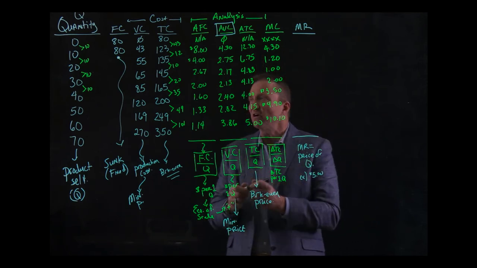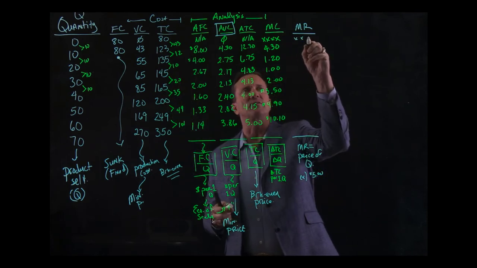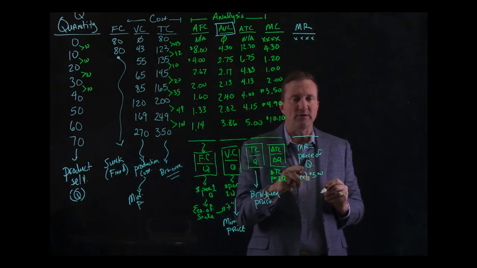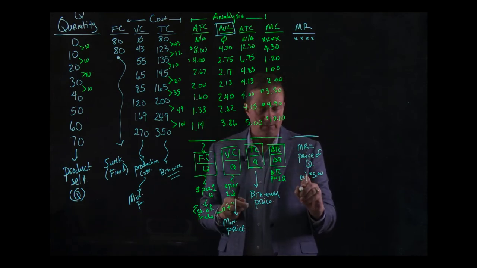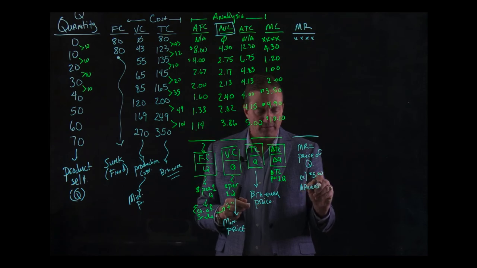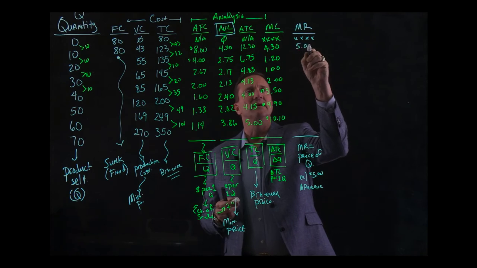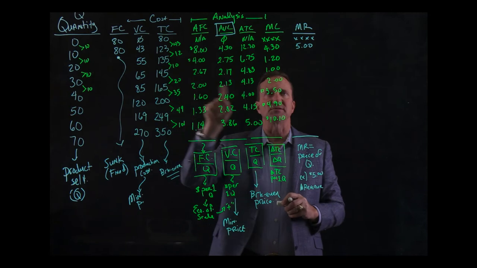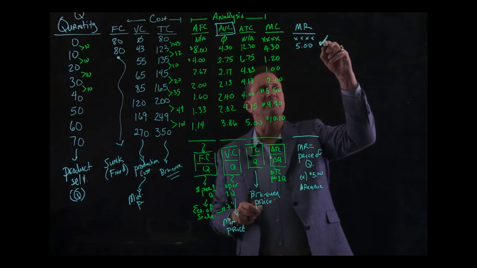So if we start to analyze stage by stage, is it worth it? I'm going to mark this first one out. So is it worth it to go from 0 to 10? What is it going to bring you per unit? What's your change in revenue? Remember, marginal stands for change in revenue. That's what this is. Well, the change in revenue is going to be $5. Now, is it worth it to spend $4.30 to go from 0 to 10 to get $5? The answer is yes, it is. So I put that in my hip pocket.